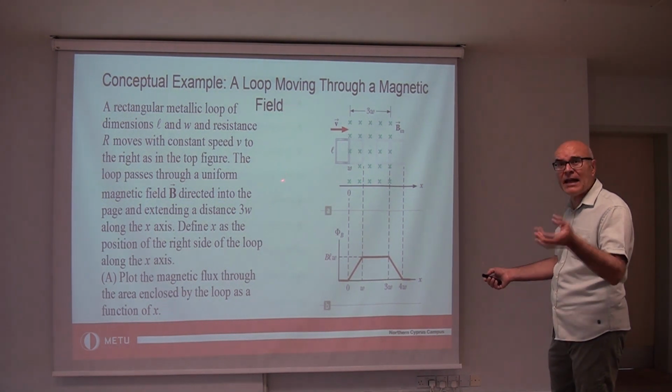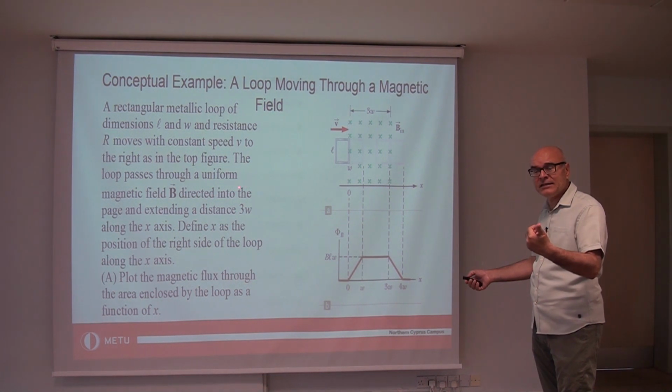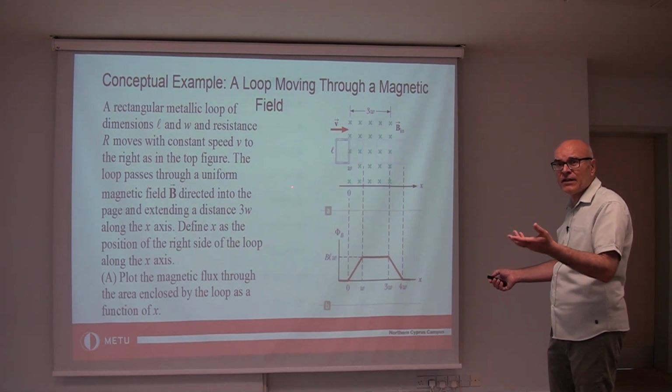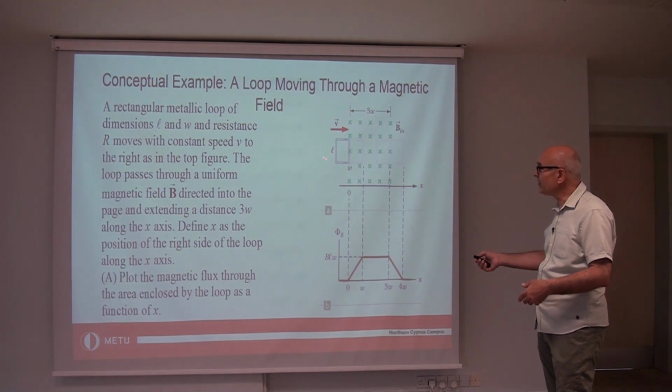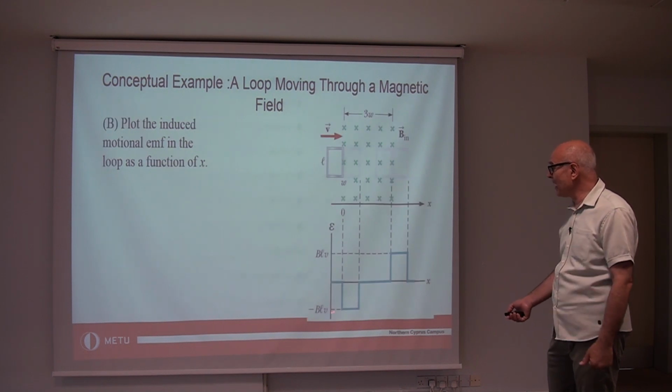So the flux is BLx. B and L are constants. So when you take d phi by dt, you will get BL dx by dt, and dx by dt is v. So it will be BLv, all the way until this enters here totally. But we have a minus sign, so it will be minus BLv.